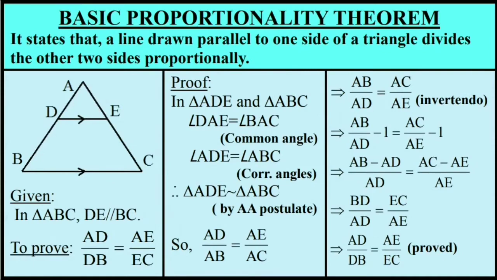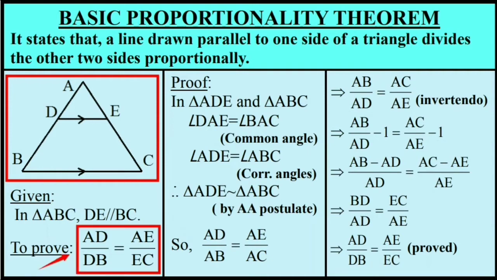The next is the basic proportionality theorem. This theorem says that a line drawn parallel to one side of a triangle divides the other two sides proportionally. It means, according to the question, DE is the side which is parallel to BC. Hence, we have to prove that this side DE divides AB and AC proportionally. It means to prove AD by DB is equal to AE by EC.